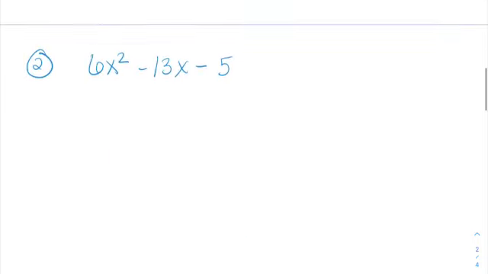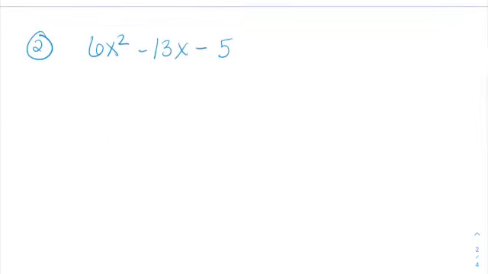Let's do another one. Okay, so this one, 6x squared minus 13x minus 5. Once again, I like the number 5 because it's prime. 6 is a little bit trickier because it's not prime. So to get to 6x squared, I'm either multiplying 3x and 2x together, or I'm multiplying 1x and 6x together. Those are the two possibilities. For 5, my only options are 5 and 1. So I'm going to play around here.